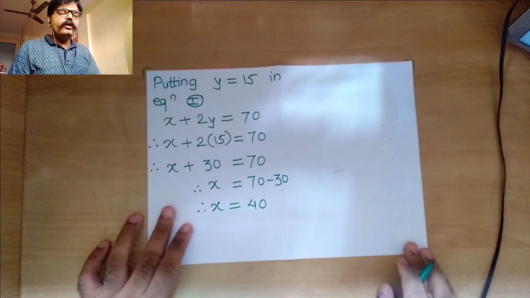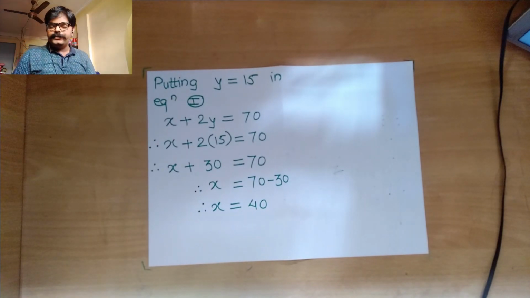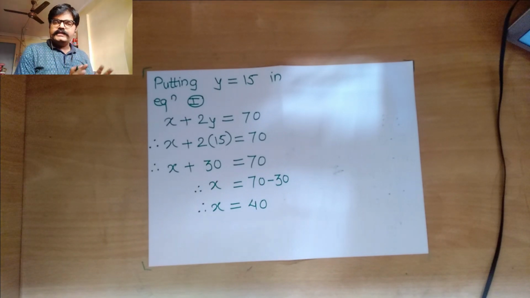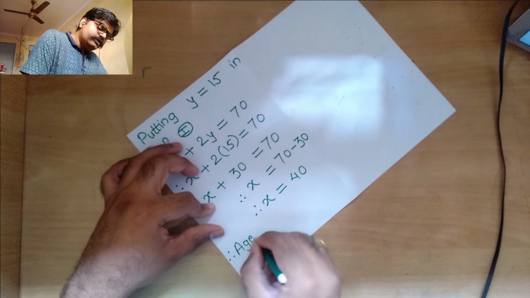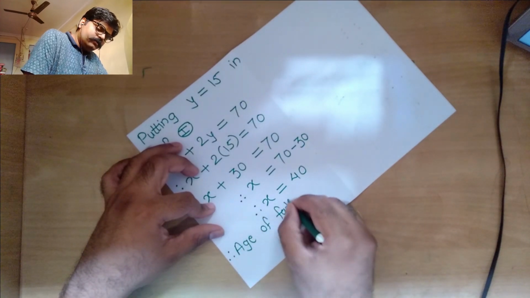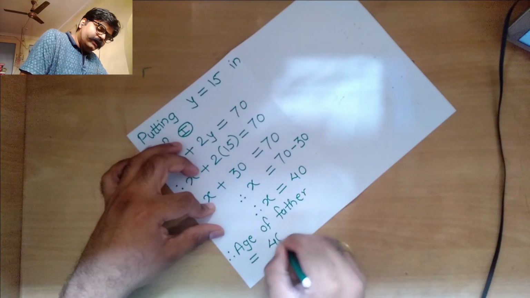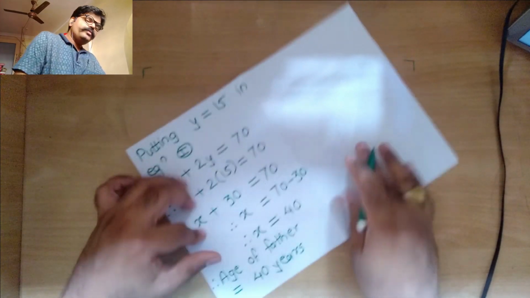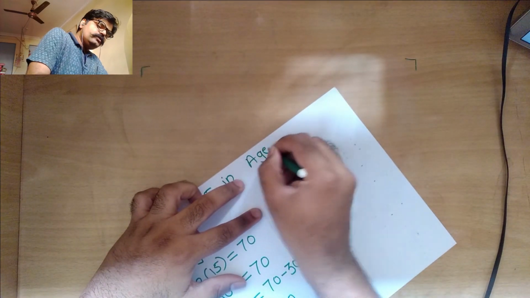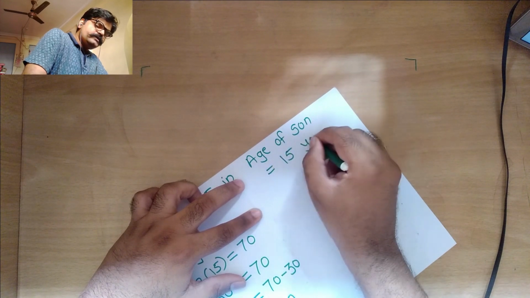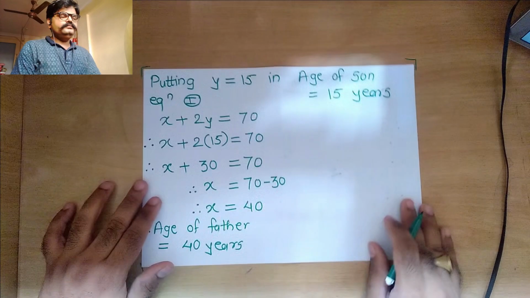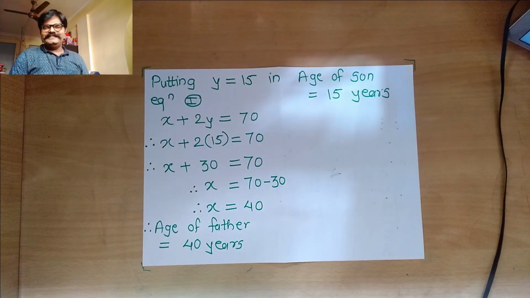Do not forget what exactly x and y were. x was supposed to be the age of the father and y was supposed to be the age of the son. So with that statement we are going to end our solution. Therefore, age of father is equal to 40 years and age of son is equal to 15 years. That's it.